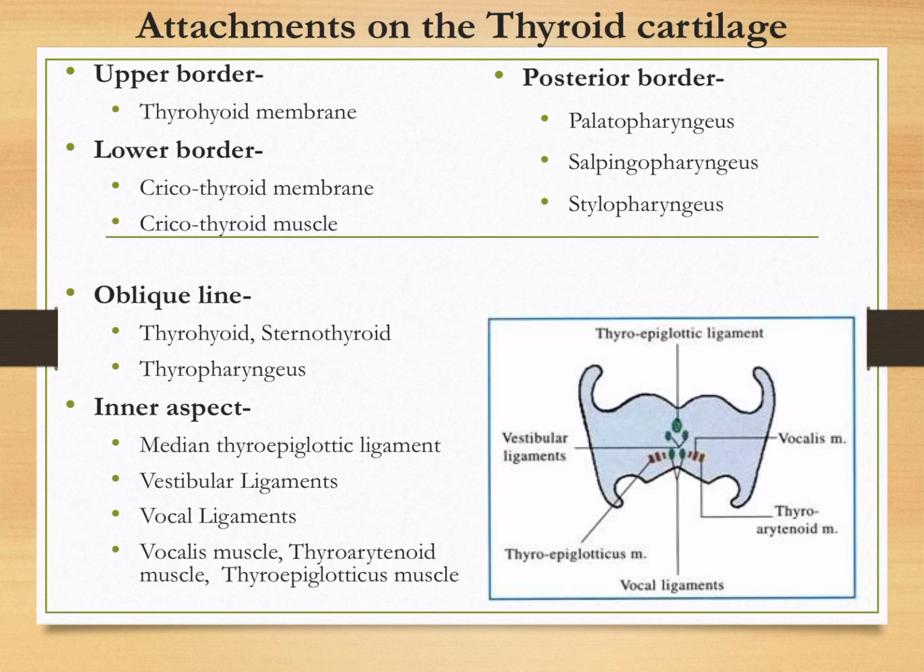The oblique line gives attachment to the thyrohyoid and sternohyoid anteriorly, and the thyropharyngeus part of the inferior constrictor posteriorly. On the inner aspect, and this is important, you have the median thyroepiglottic ligament, which should just be called the thyroepiglottic ligament. You've already seen that. Then just below that, on either lateral side, in the paramedian plane, you have the vestibular ligaments. You've seen them. Just below that, the vocal ligaments. You've seen them as well. And lateral to them, the vocalis muscle, the thyroarytenoid muscle, and the thyroepiglotticus muscle.